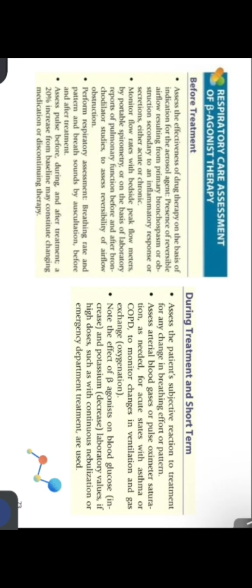Then, meron tayong during treatment and short term. Ito yung assess the patient's subjective reaction to treatment for any change in breathing effort or pattern. Kailangan i-assess mo din ang arterial blood gas or pulse oximeter saturation as needed for acute state with asthma or COPD to monitor changes in ventilation and gas exchange.